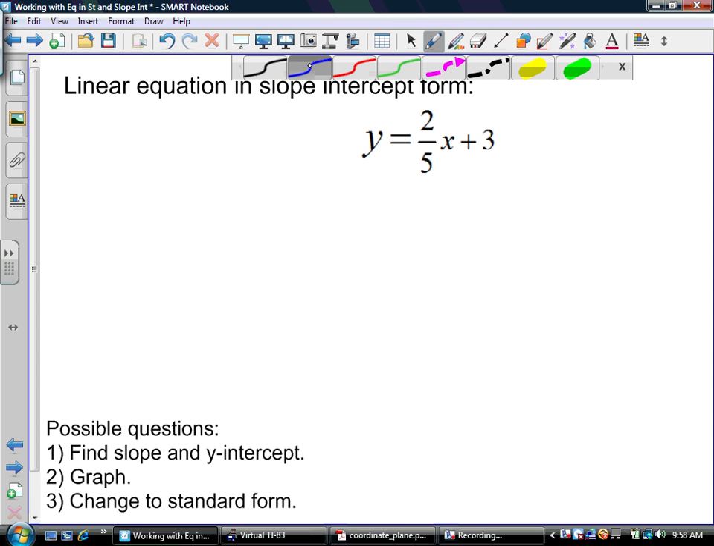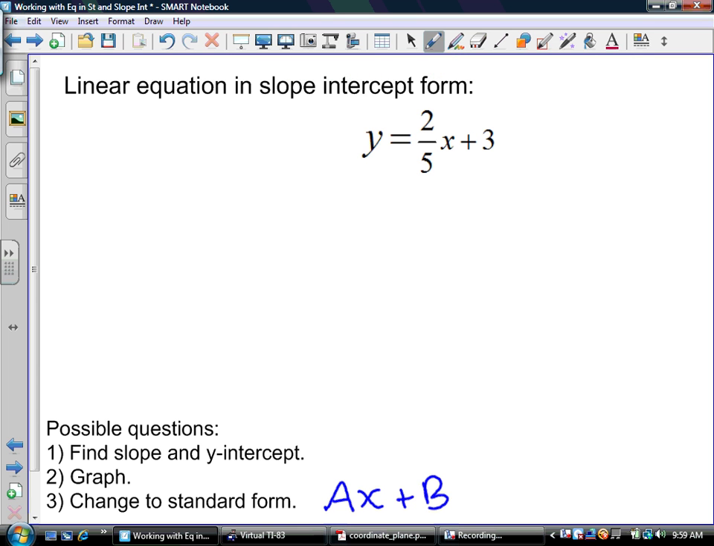Okay. Standard form means we have an equation that looks like this: ax plus by equals c. We have integers for a, b, and c, meaning no fractions. The x and y are always there, so this is basically what we're dealing with when we have an equation in standard form, and we want ours to look like that.